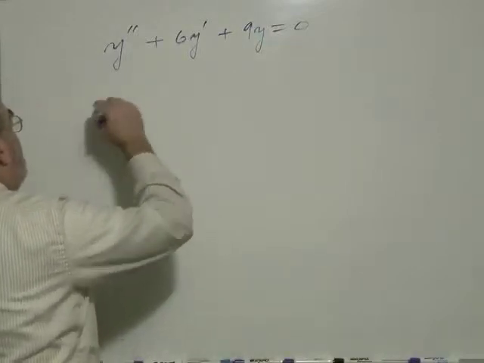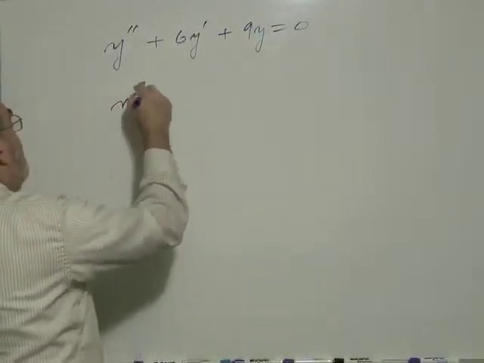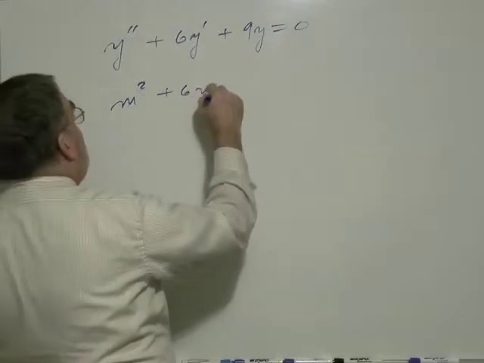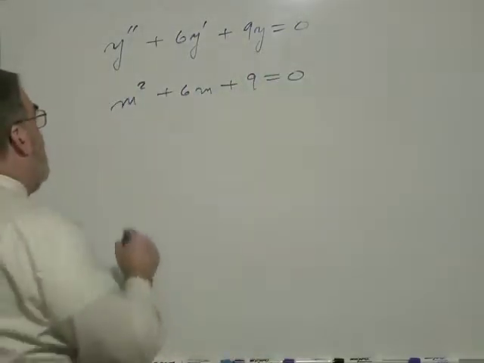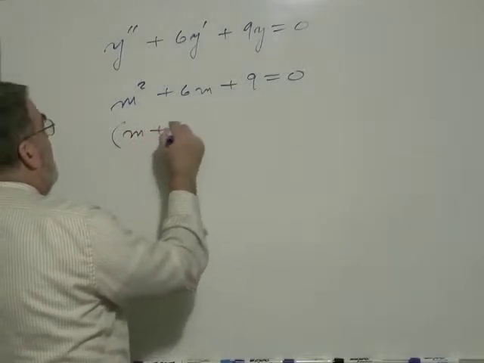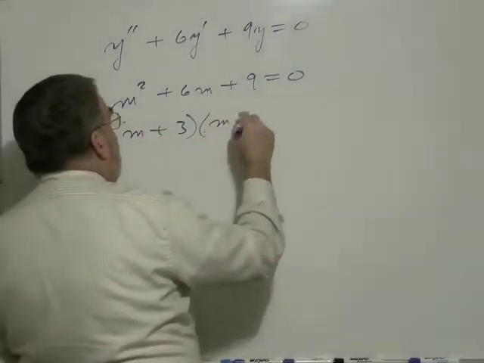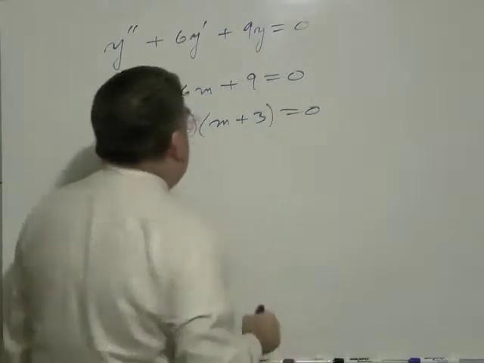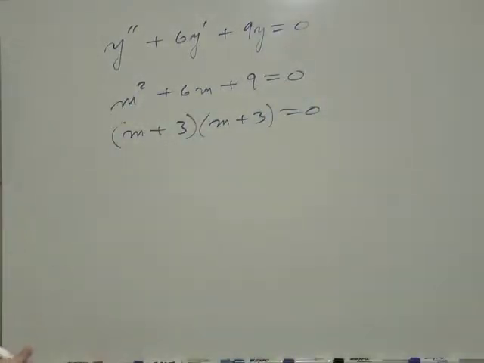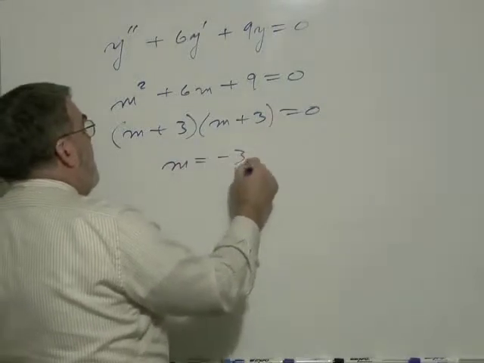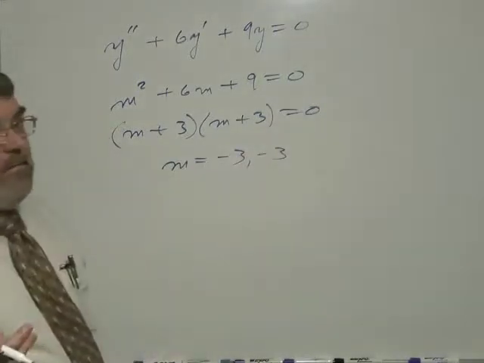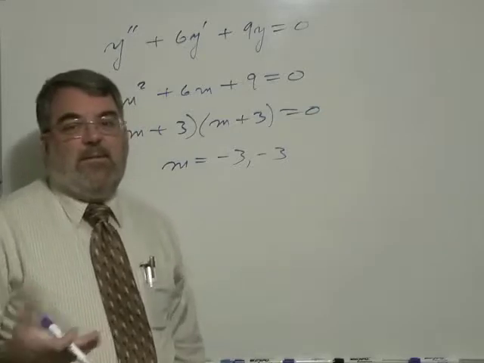My characteristic equation will be what? It's going to be m squared plus 6m plus 9 equals 0. Now when we go to factor this, we find out that it's m plus 3 times m plus 3 equals 0. And so if you solve it, you get one root that's repeated twice. m equals -3 and -3. So really there's one root, but it's repeated twice.